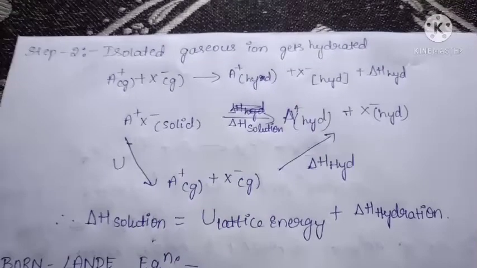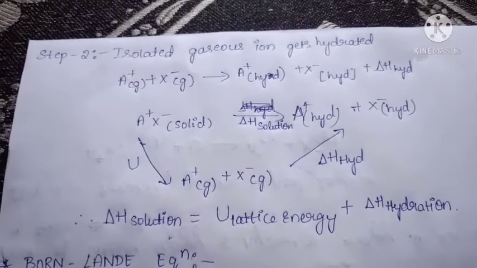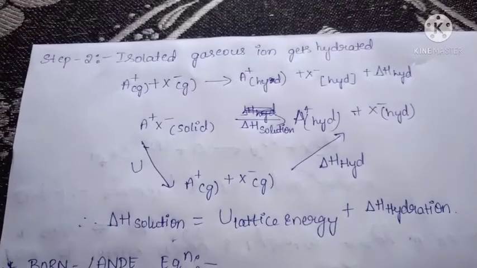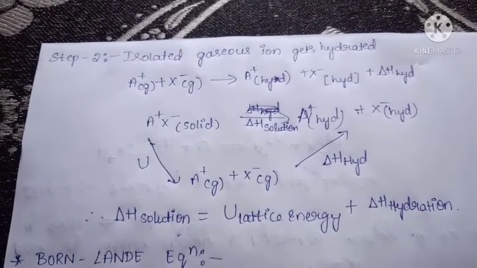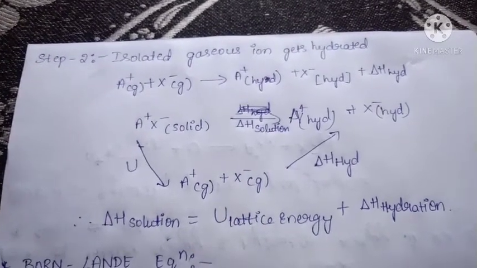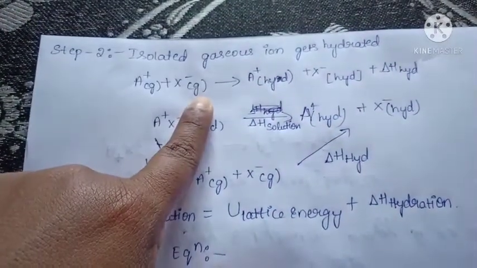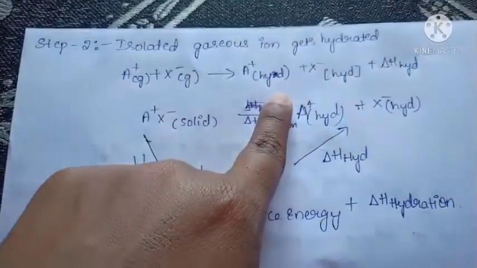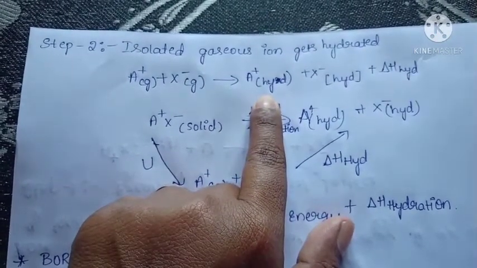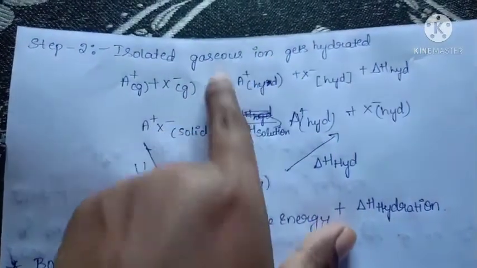In that, some energy is released. It means heat energy is released. So this reaction is exothermic. I already told you that when energy is absorbed, the reaction is endothermic. When energy is released, the reaction is exothermic. Here you see isolated gaseous ions. They get hydrated. How? The gaseous ions are treated with solvent molecules like water. Water surrounds the gaseous ions.